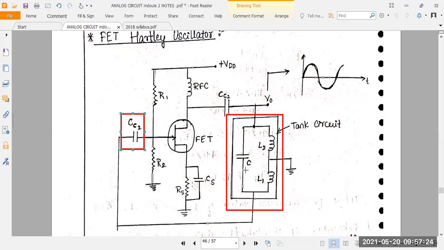For the feedback network, you always have to take passive elements like resistor, capacitor, and inductor. We can't use any diode or transistor in the feedback network. But for the amplifier, we can use any kind of passive and active elements. So this is about the oscillator part.